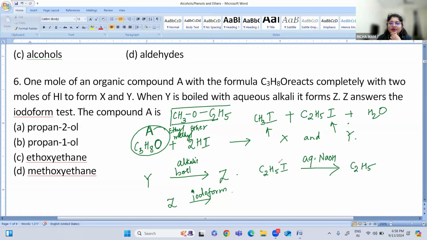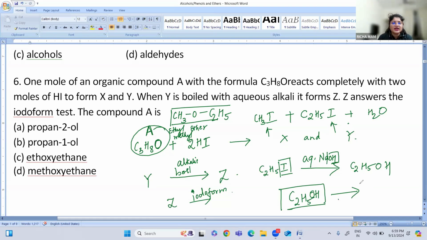So what will happen? Your iodide will be exchanged, or substituted with which nucleophile? OH. So you will get ethyl alcohol. Now this ethyl alcohol will answer the test, right?